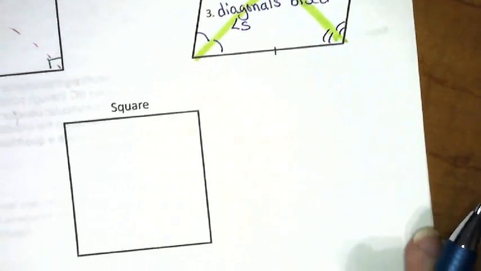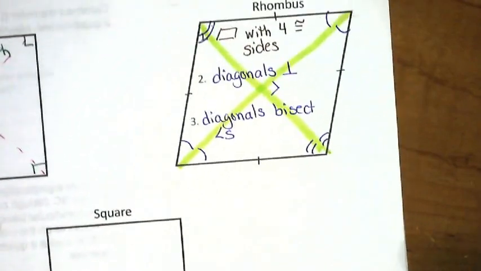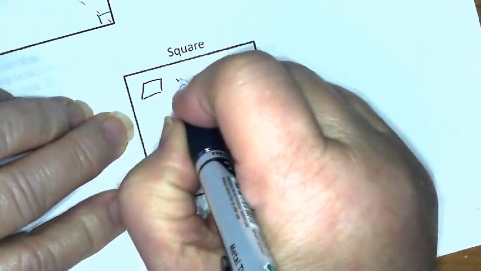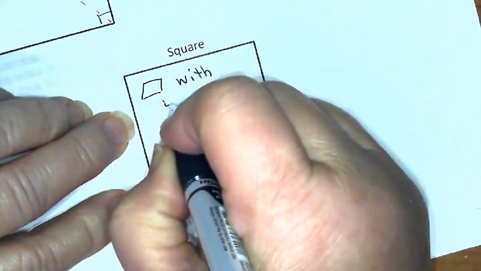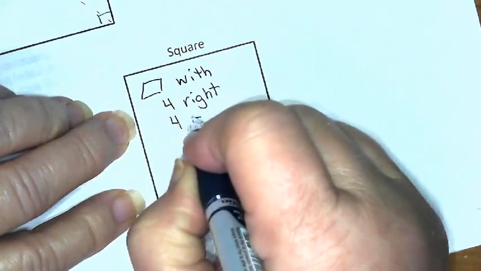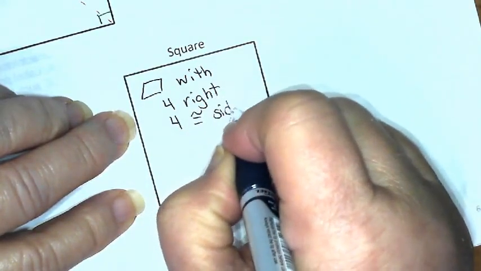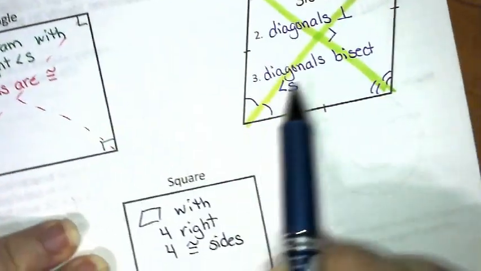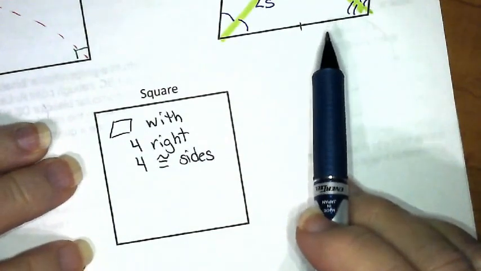A square finishes off our parallelogram family. I joke that a square is a rhomtangle because it's a rhombus and a rectangle. But a square is a parallelogram with 4 right angles and 4 congruent sides. So all the characteristics of a rectangle, because it has the 4 right angles, all the characteristics of a rhombus.